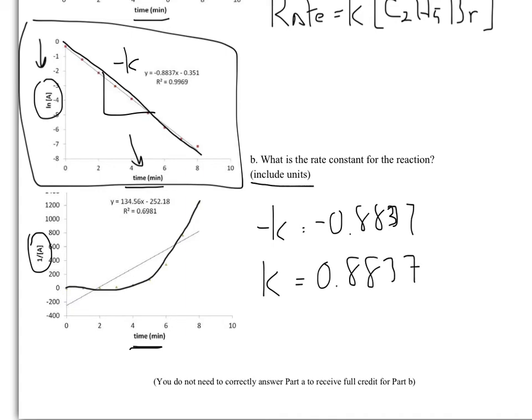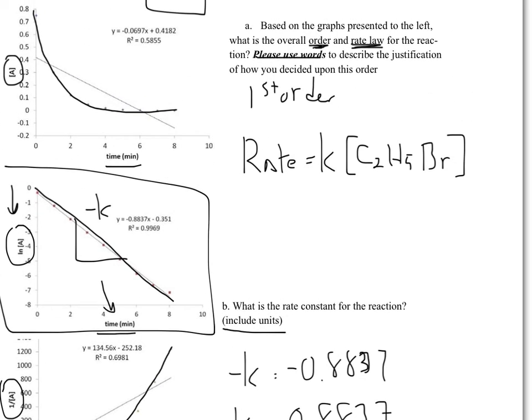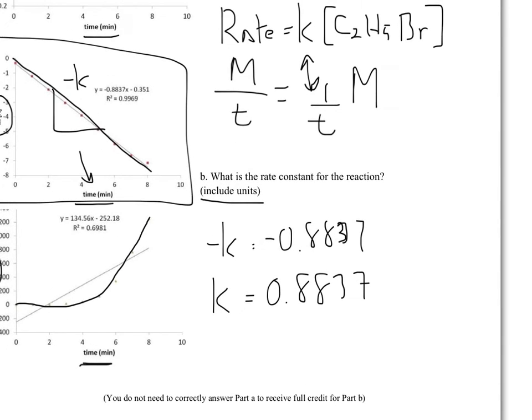And so in terms of the units, if I go back to my rate law, the rate for this reaction is the concentration over time, which is equal to something times the concentration. That means the units of k here have to be 1 over time. And so our unit of time is in minutes, and so this is in inverse minutes. Excuse me.